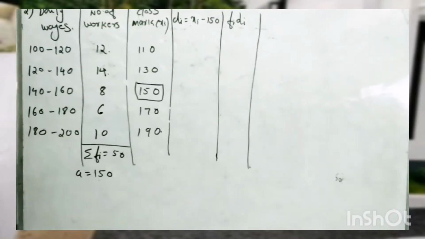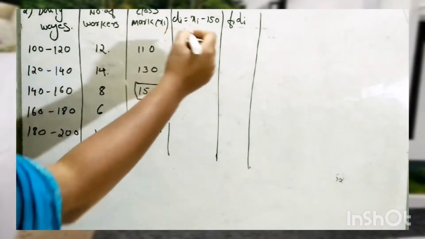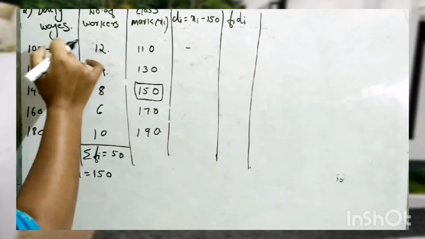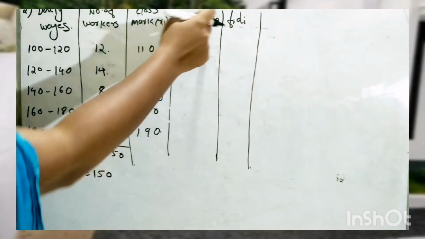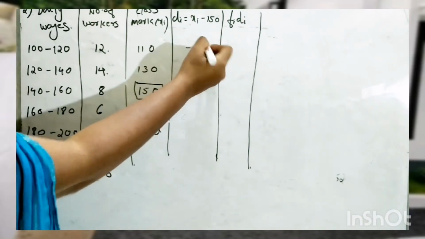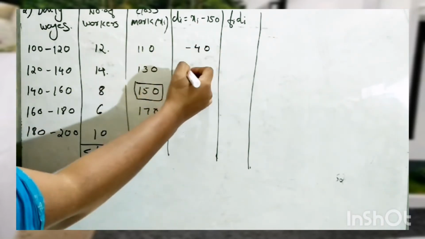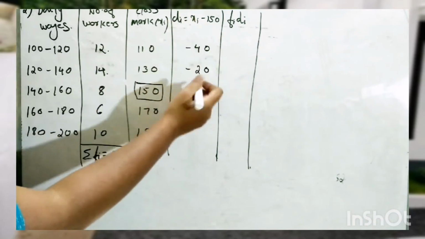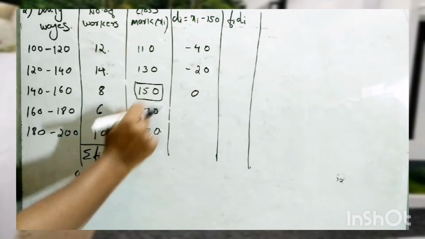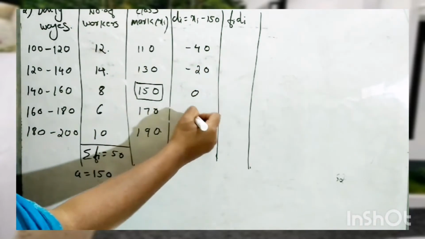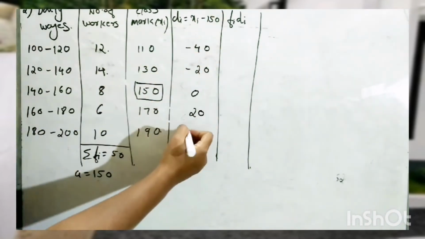So xi minus 150: here xi is 110, 110 minus 150 is minus 40. 130 minus 150 is minus 20. 150 minus 150 is 0. 170 minus 150 is 20. 190 minus 150 is 40.